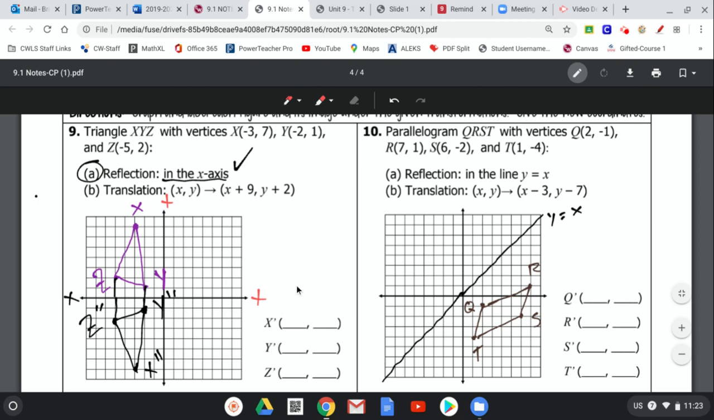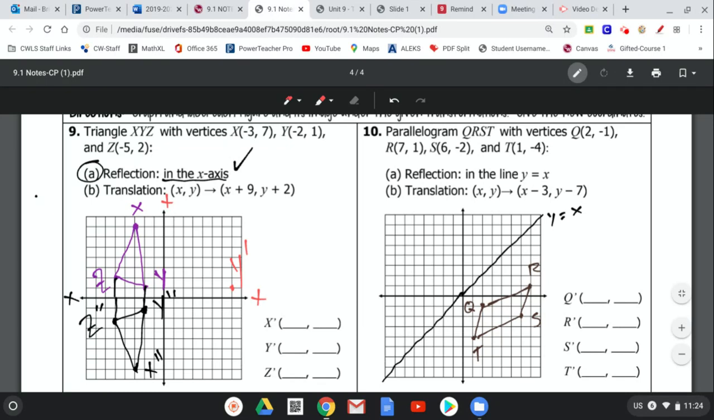All right, so we're going in both positive directions. When we move that y figure, we're going over 9 and then up 2. So that's going to put us right here for our y prime value, and that y prime value is what we're trying to find. We're just doing these in 2 separate steps: first reflection, then translation.